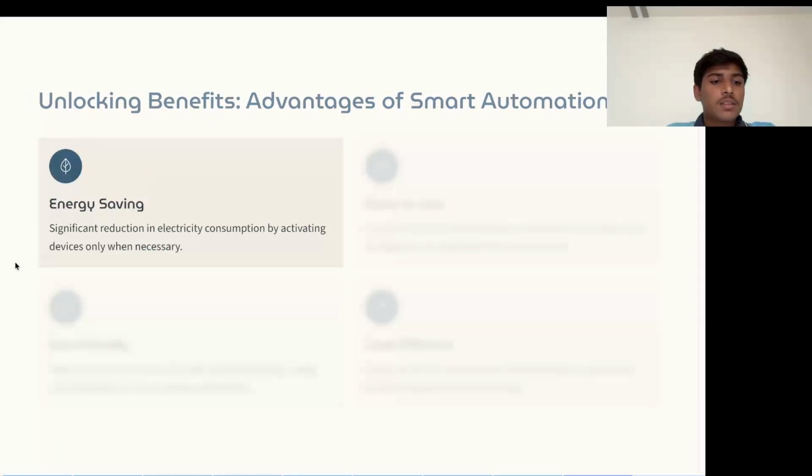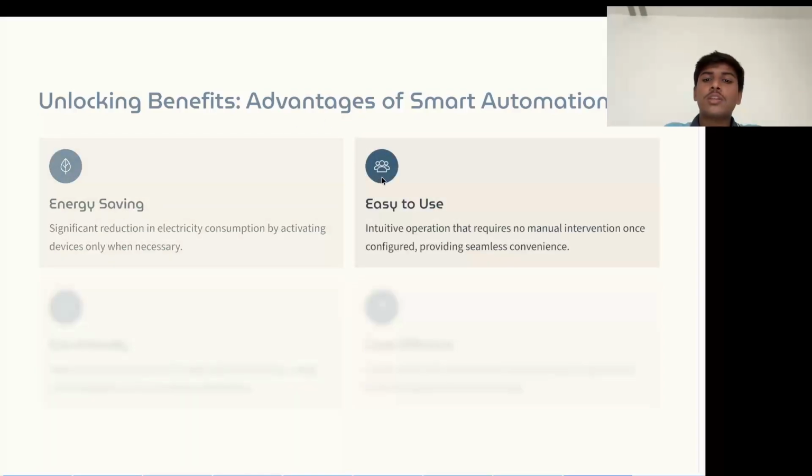Energy saving: significant reduction in electricity consumption by activating devices only when necessary. If we activate devices only when it is necessary, electricity consumption and the electricity bill will be reduced, with significant savings in the use of electricity. It saves energy and reduces the waste of energy.